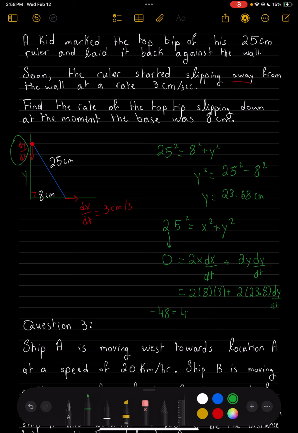So 47.37 dy over dt. That means dy over dt is negative 48 over 47.37 centimeter per second. Now, it makes sense that dy over dt is negative because the distance over here is getting shorter. And since the distance is decreasing, that means the rate is going to be negative.